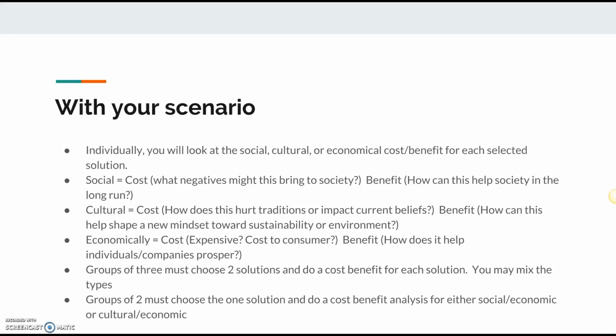How might we change a mindset towards sustainability? Or how might this new technology or this new way of doing it start shifting people to think about the environment and the impact that they're having?